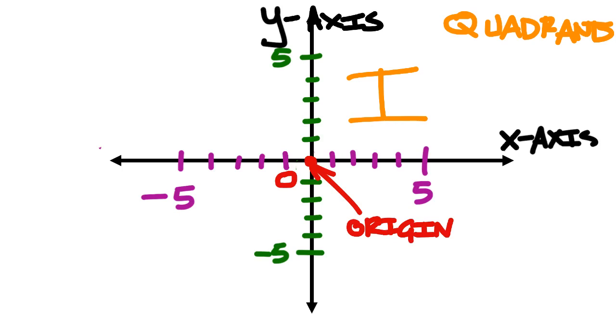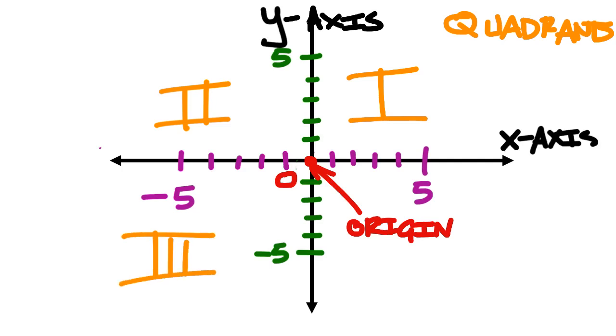So counterclockwise shows this is quadrant 2. Continuing counterclockwise, this is quadrant 3. And then this is quadrant 4.